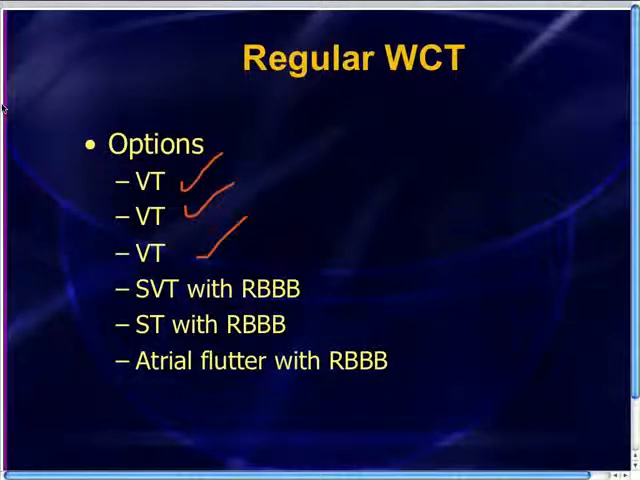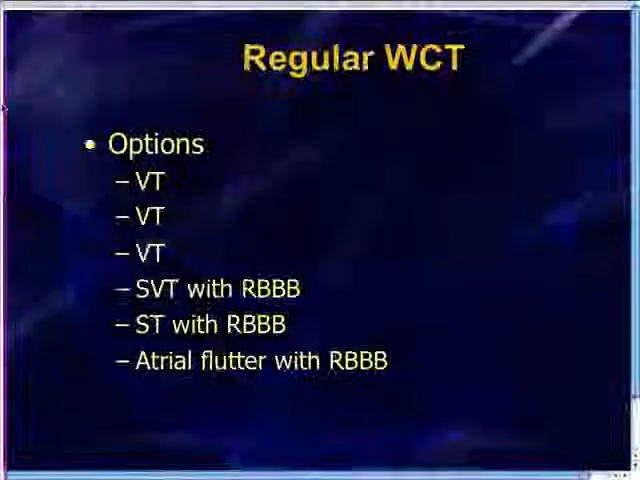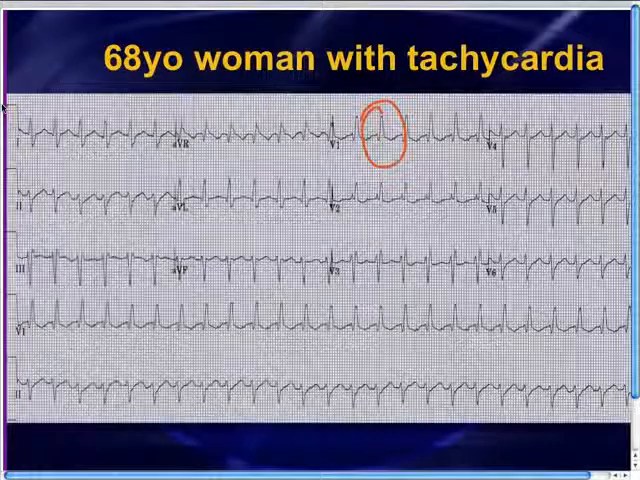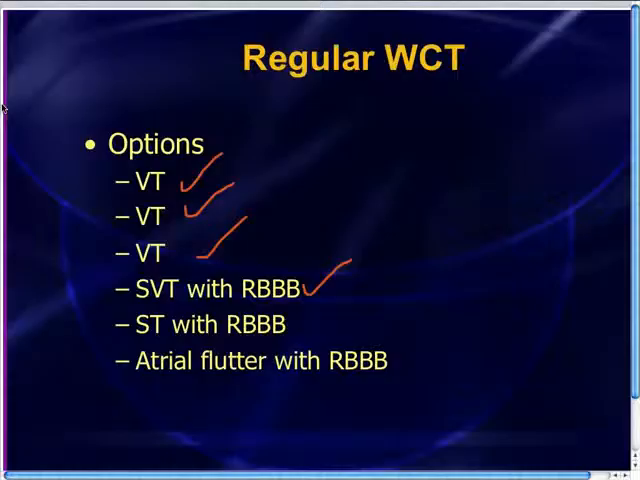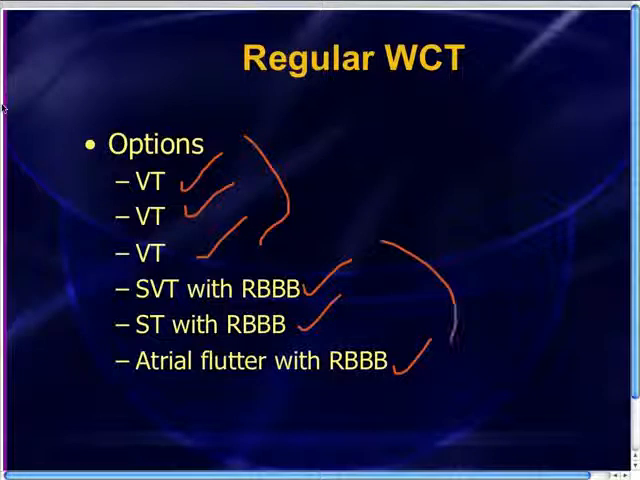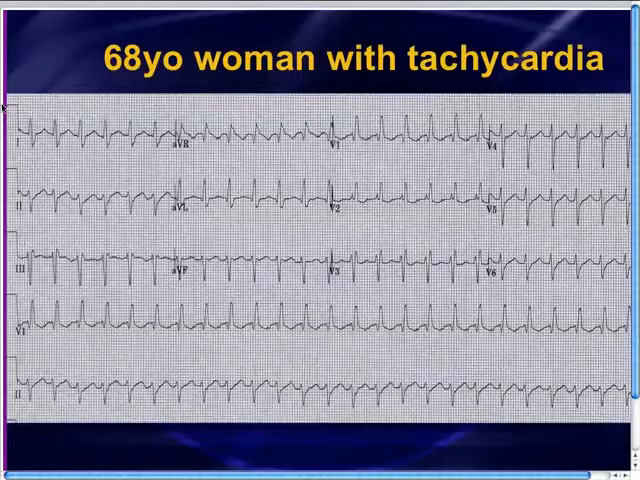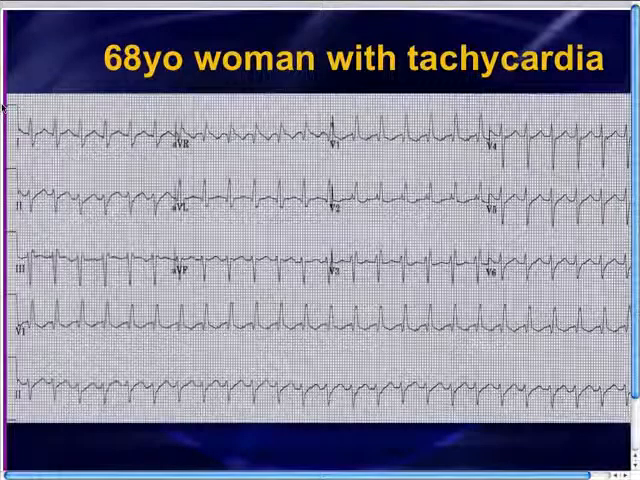You can also consider the possibility of an SVT with a bundle branch block pattern, and in this case, this would be a right bundle branch block pattern because she's got an RSR prime in V1, and of course that's assuming that it's a bundle and not VTach. And then you can think about sinus tachycardia with the right bundle, atrial flutter with a right bundle branch block pattern. So two big distinctions here: is this ventricular tachycardia, or is this just simply some type of supraventricular issue with a right bundle branch block pattern? And the treatments and the inpatient workup are going to be very, very different.